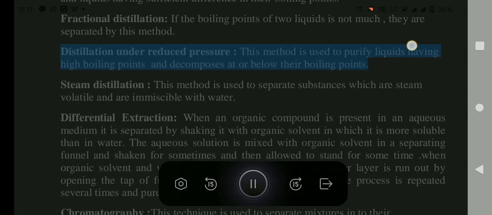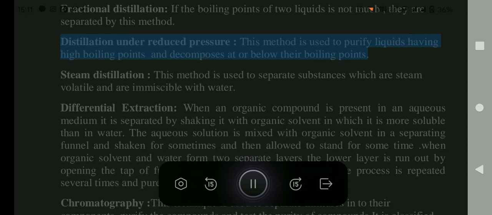Distillation under reduced pressure. This method is used to purify liquids having high boiling points and which decompose at or below their boiling points. Steam distillation. This method is used to separate substances which are steam volatile and are immiscible with water.